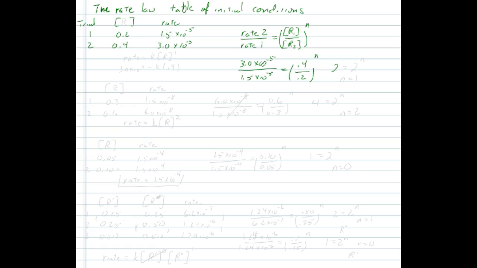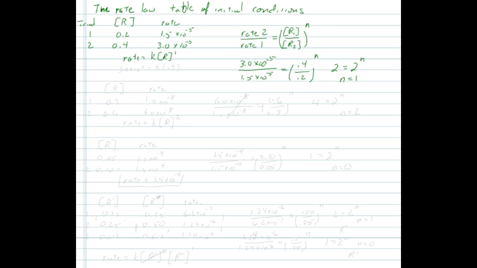3 divided by 1.5 is 2, and the times 10 to the negative 5th cancel out, equals 2 to the n. 1 power of 2 will give you 2. N equals 1. So this is a first order reaction. If you were to write that, the rate is equal to k times the concentration of R to the first power, or just R.